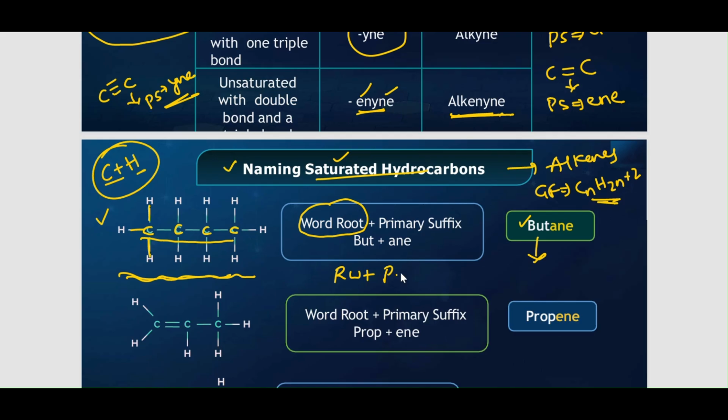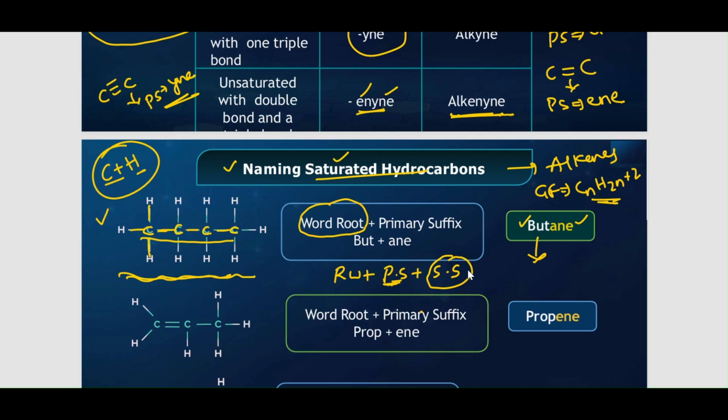Suffix is divided into two types: primary suffix and secondary suffix. Now I have to observe the primary suffix. In this carbon compound, the primary suffix is nothing but the nature of bonding, which is single bond. So I am writing the primary suffix as "-ane." Clear? What about the secondary suffix, sir? Here there is no secondary suffix.